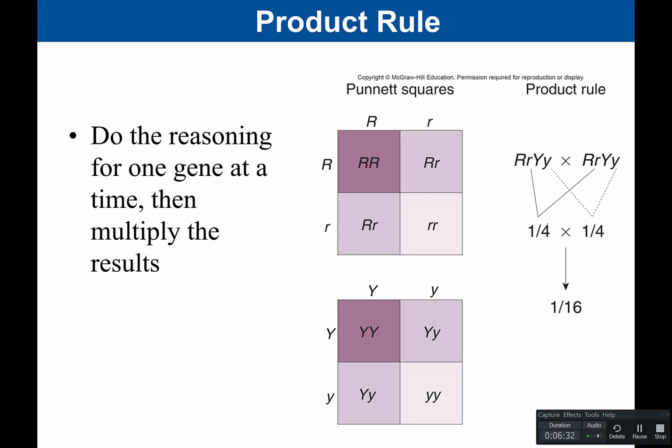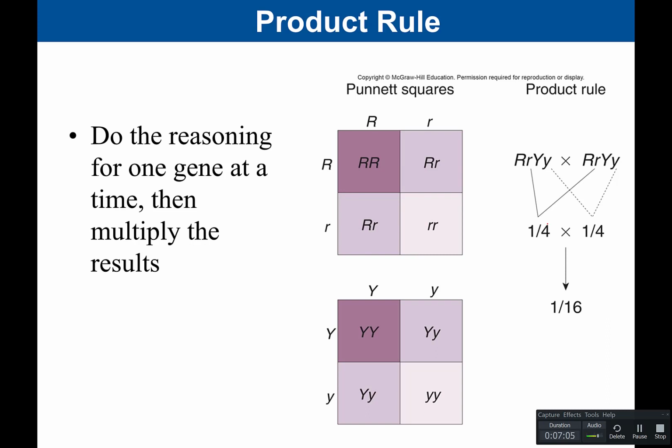So if I want to know the probability of getting both little r and little y, those are two independent events. They don't dictate each other. So we just multiply those fractions together. 1/4 times 1/4. Multiply the numerators, the numbers at the top. 1 times 1 is 1. Multiply the denominators together. 4 times 4 is 16. So the probability of getting offspring that are wrinkled and green is 1/16.